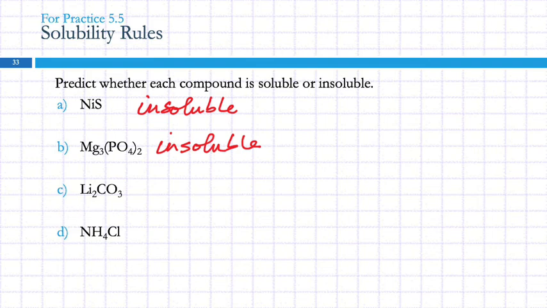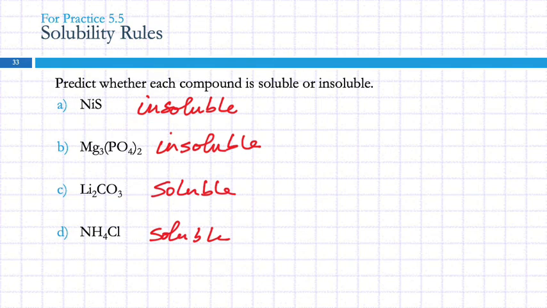Lithium carbonate, soluble. The first row, right? Lithium, sodium, potassium, ammonium. You don't have to go any further. That one's soluble. NH4Cl, soluble. Okay.